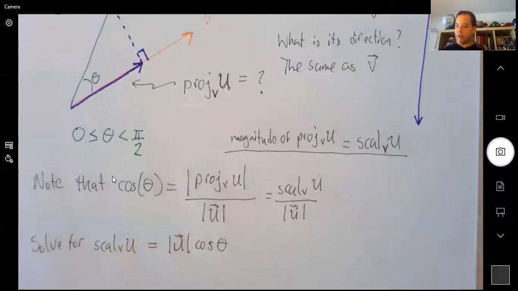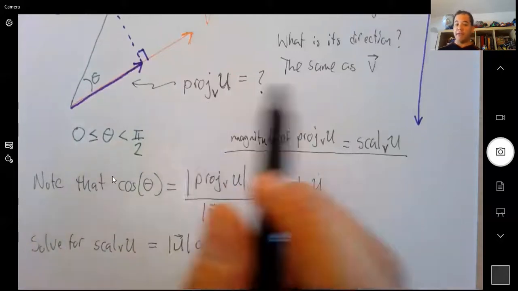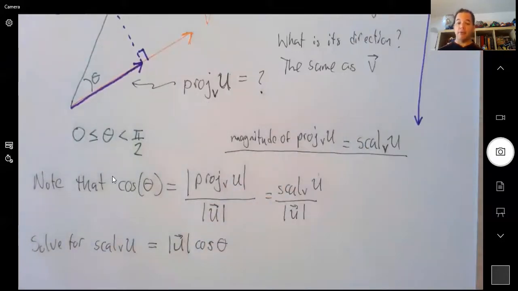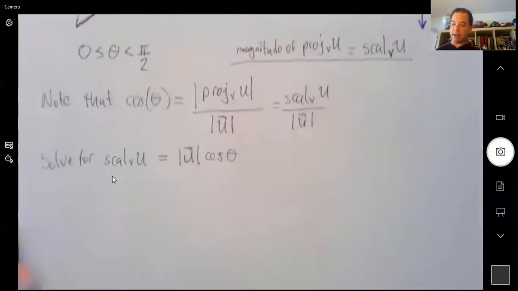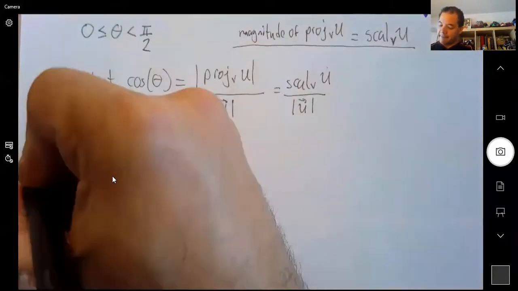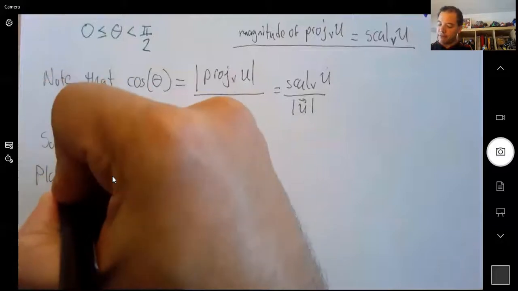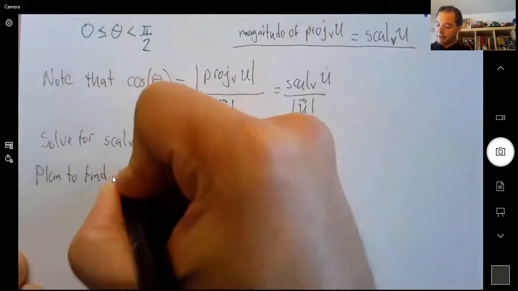So how do we put it together? Well, we're going to follow up on our plan, right? So how do we get the projection vector? We take v and we divide by its magnitude to make it unit. And then we multiply by the magnitude we want. And the magnitude we want is this one. So let's write down the plan, to find the projection vector.